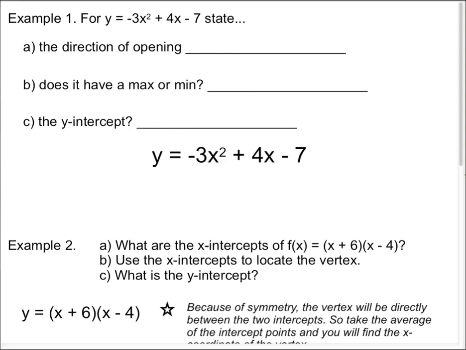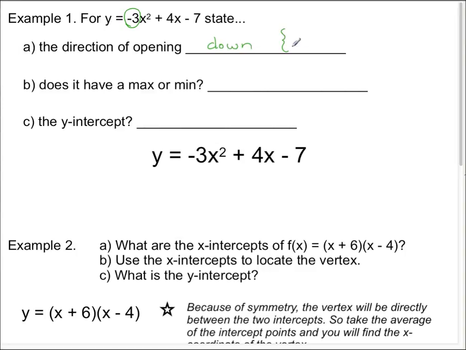So let's take a look. Here is a standard form. So this is written in standard form. I know that because there's no brackets at all for the whole thing. Direction of opening, well, to get the direction of opening, we've got to look at the a value. Since it is negative, this opens down.